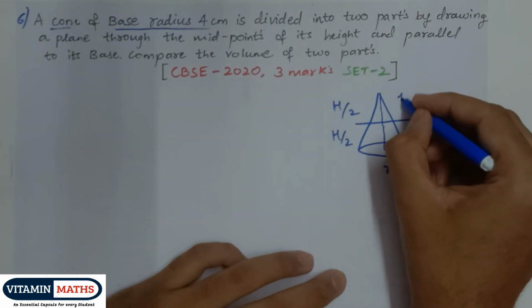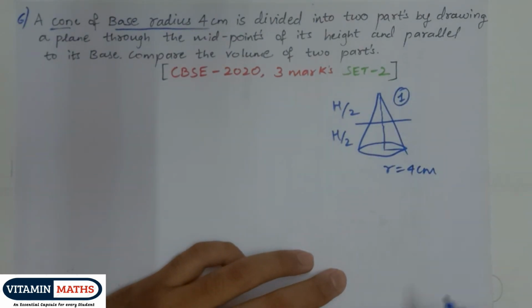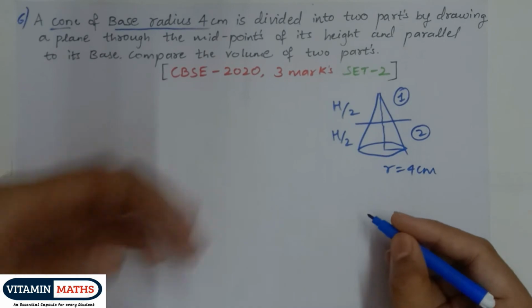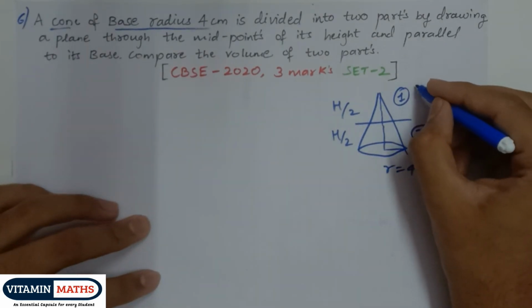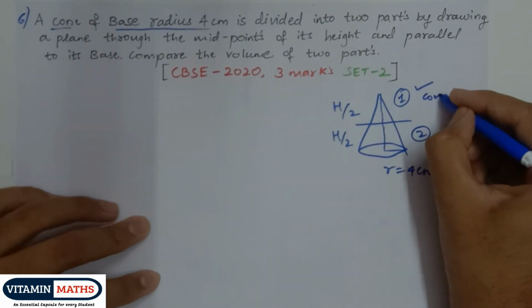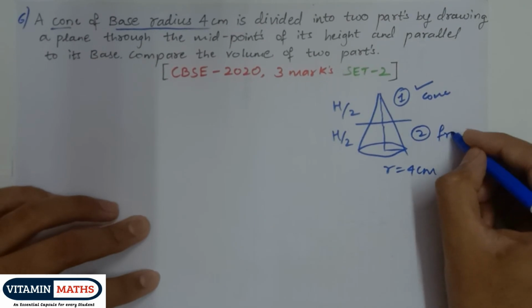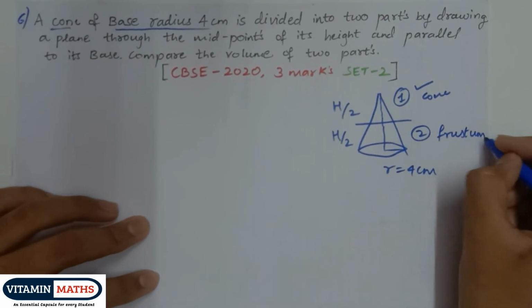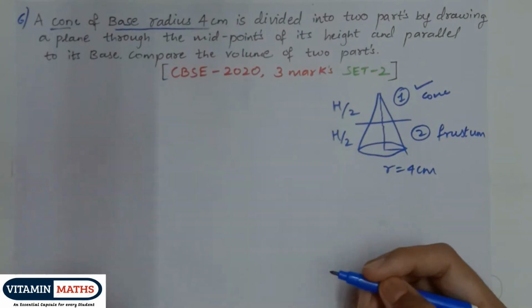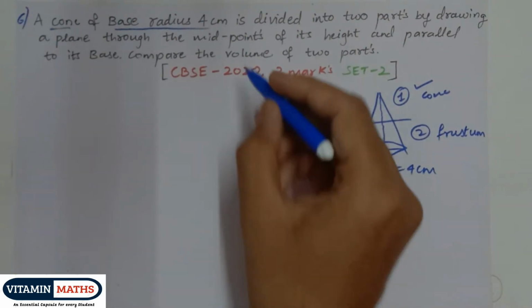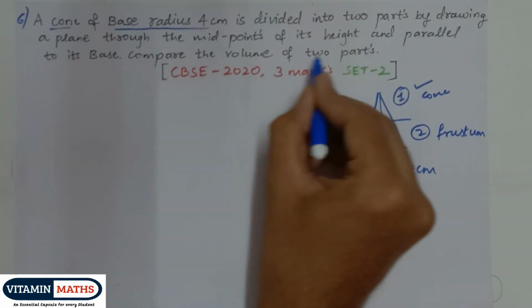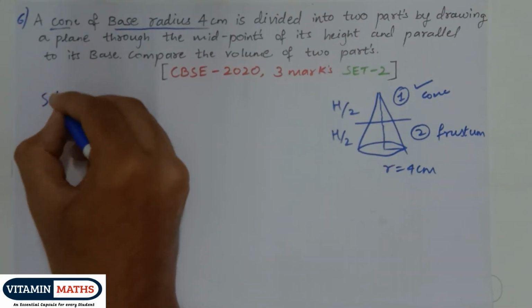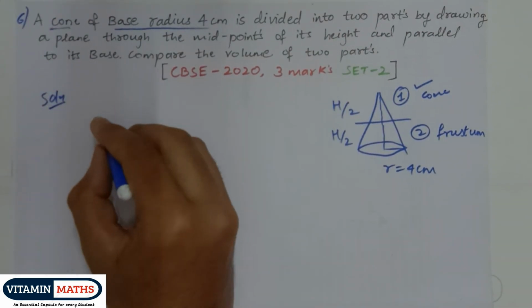Let me take the upper part as 1 and the lower part as 2. So the first part is a cone and the second part is a frustum. Now we shall compare the volume of the two parts. So let us begin.